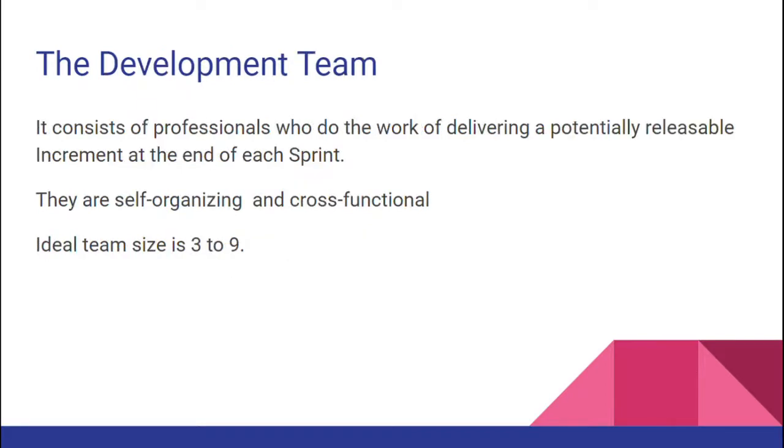Development team. It consists of professionals who do the work of delivering a potentially releasable increment at the end of each sprint. They are self-organizing and cross-functional, and the ideal team size is 3 to 9. Self-organizing means they choose how to do their work best without interference from anybody outside the team. And cross-functional means the team has all the required skills to create a product increment.